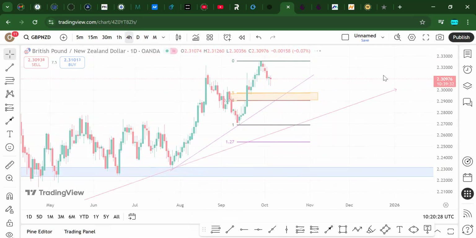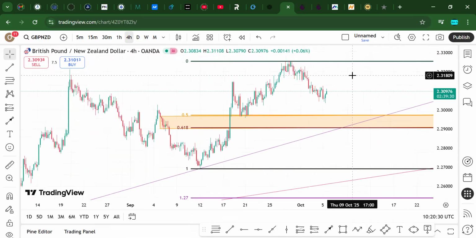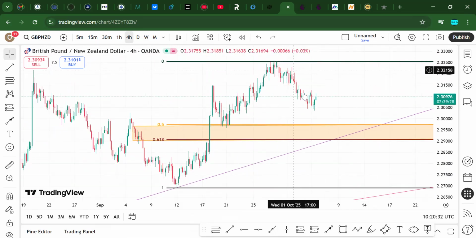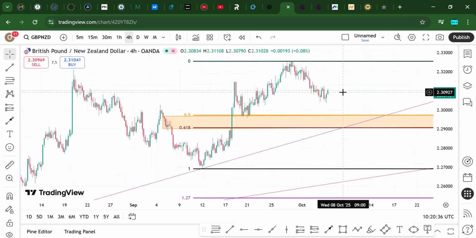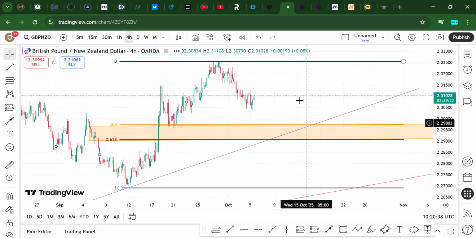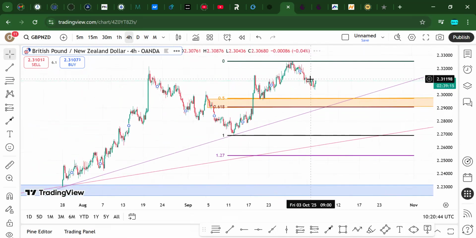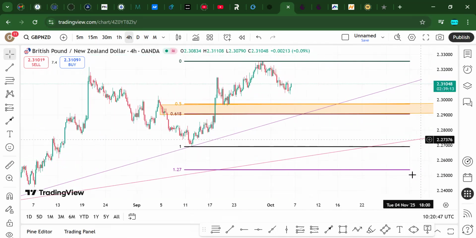So even if I go down to the 4-hour time frame, you can see the downward movement of this particular pair. So like I always say, patience is key when it comes to trading. How would I approach this market? Or like I always ask, how do we take advantage of this setup?